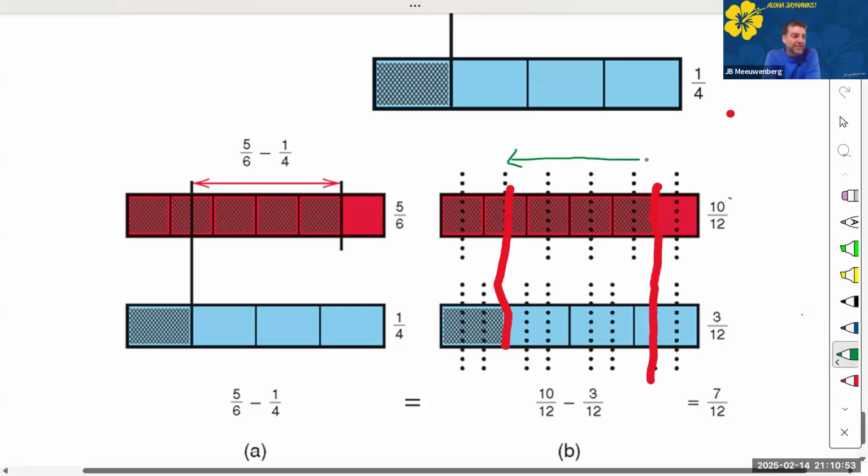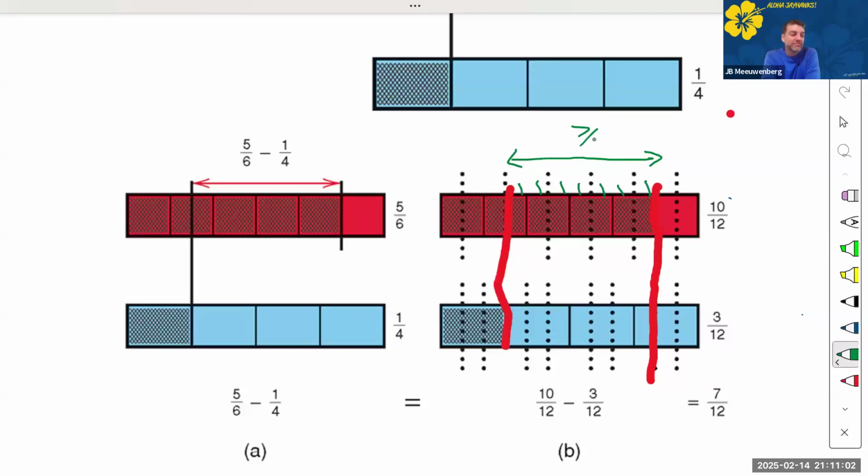How far is that? And now that we've got them cut up into 12ths, we can count 1, 2, 3, 4, 5, 6, 7. 7/12. And we see that here. These 10 on top minus these 3 on the bottom leaves us with 7 in the middle. So again, hopefully that model is helping you see what's happening. That's what it's all about, right? When you are trying to learn how to do fractions, you have to be able to visualize this.